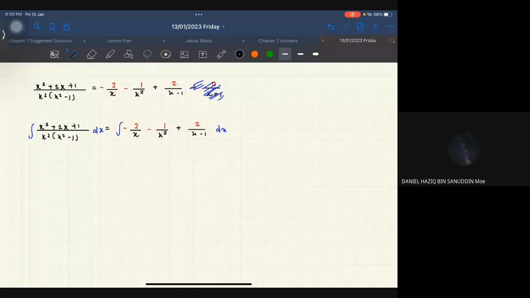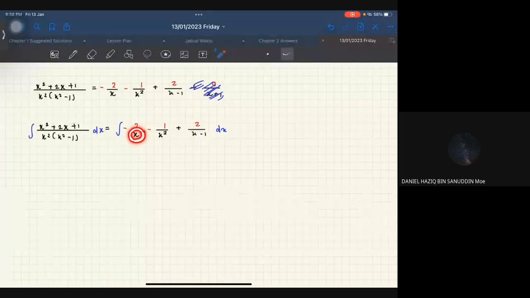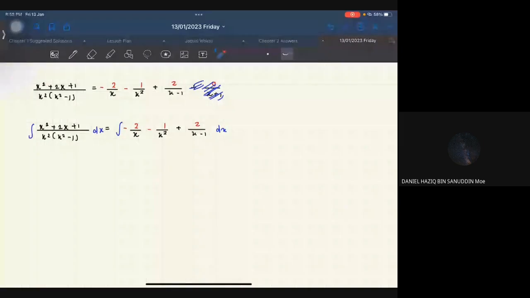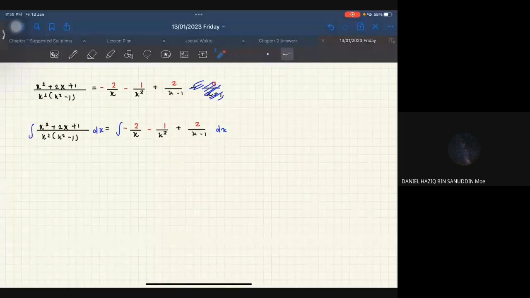Alright. So memang saya pernah cakap dekat awak, bila kita ada x dekat bawah, you can always bring it up. So kita boleh sentiasa bawa yang ini ke atas. Bila awak bawa dia naik atas, awak akan dapat x kuasa negatif 1. X kuasa negatif 1 is always a special case, sebab awak tak boleh nak integrate dia dengan cara biasa. Maksud cara biasa adalah kita tambah 1.